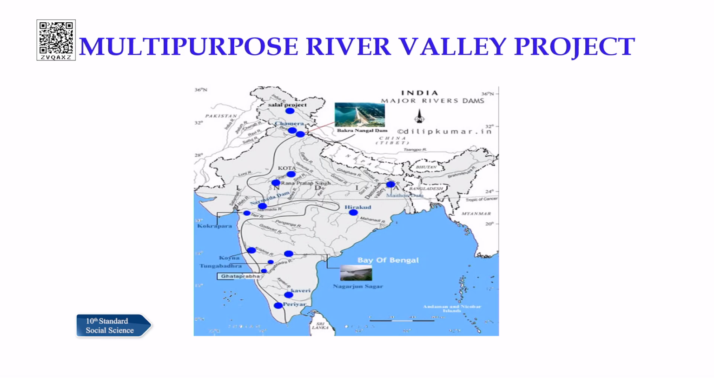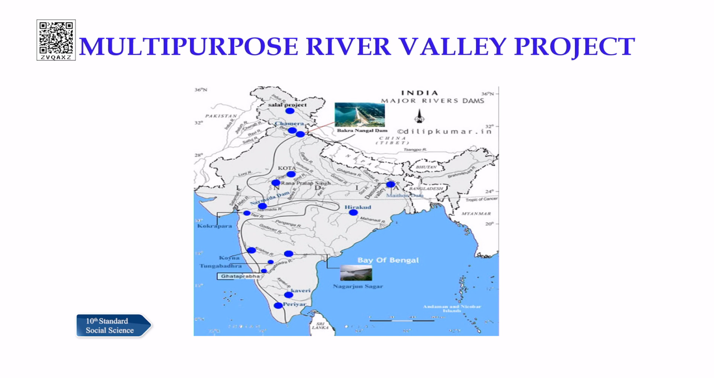Now we have got multi-purpose river valley project. What is multi-purpose? Multi itself means more than two. Multi-purpose river valley project. Now dams are constructed across the rivers, and those dams serve for many purposes, and that is called multi-purpose river valley project. Now we are going to see what are the different purposes for which these dams serve.